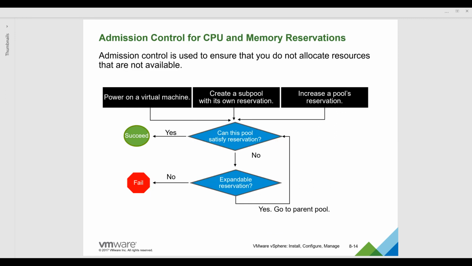In admission control for CPU and memory reservations, you power on a virtual machine, create a subpool with its own reservation, or increase a pool's reservation. It always checks, can this pool satisfy the reservation? If it can, then do it. If it can't, is it expandable? If it's not an expandable reservation, then no, it's going to fail and not power on. If it is expandable, then go to the parent pool. Can it satisfy it? If it can, then good. Then we'll go back to succeed.